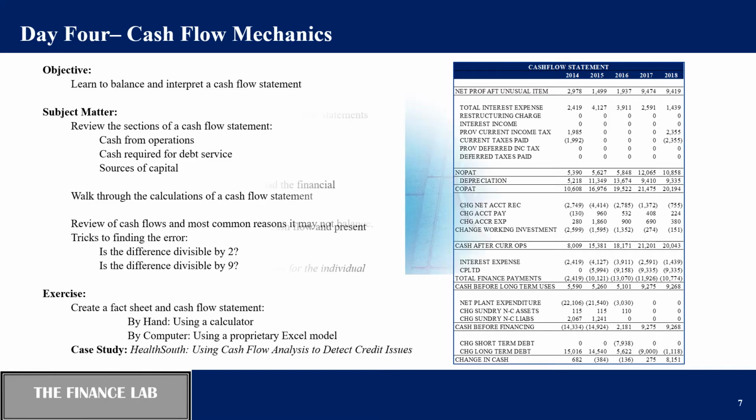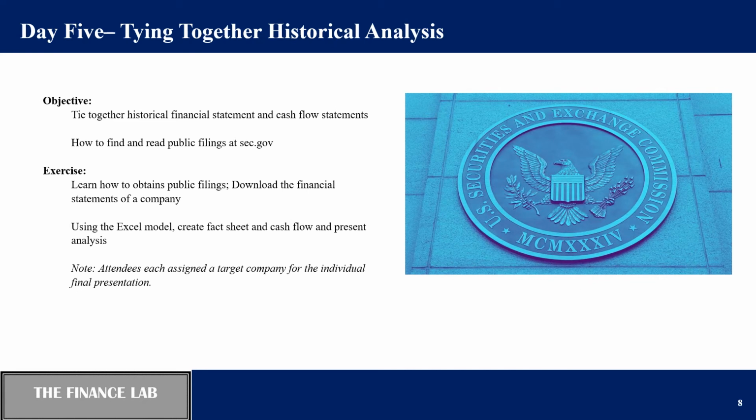The objective of Day 5 is to tie together the elements of ratios and cash flow analysis. We also show the class how to access public filings through the SEC website. The Day 5 exercise will consist of downloading 3-year historical financials of a company from sec.gov and creating a financial model. Each attendee will present the results of their work.